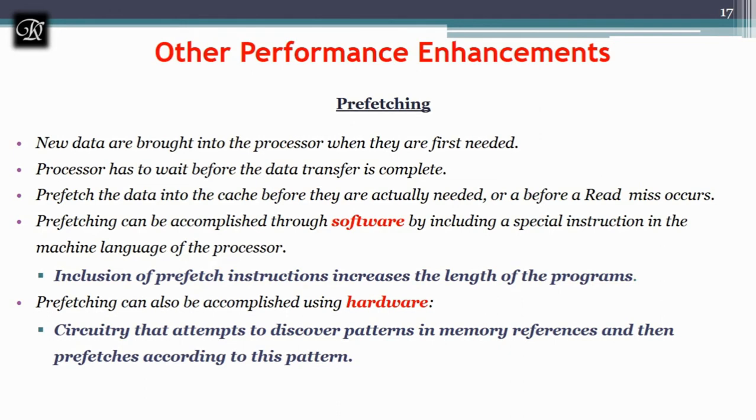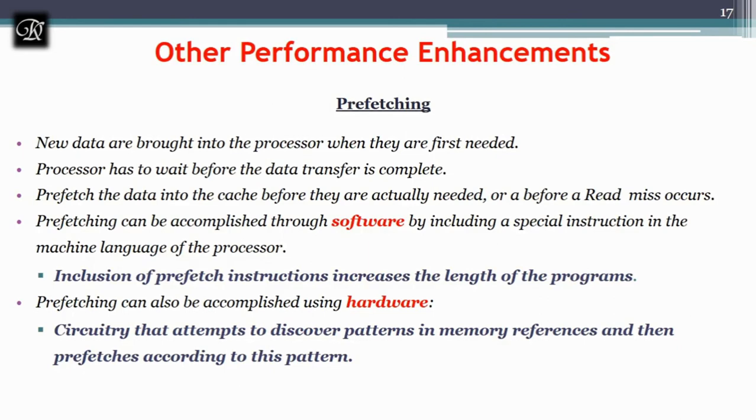Prefetching can be accomplished through software, with coding, or else we can use the hardware. Inclusion of a prefetch instruction increases the length of the program. Prefetching can also be accomplished using hardware: a circuit that attempts to discover patterns in memory references and then prefetches according to the pattern.